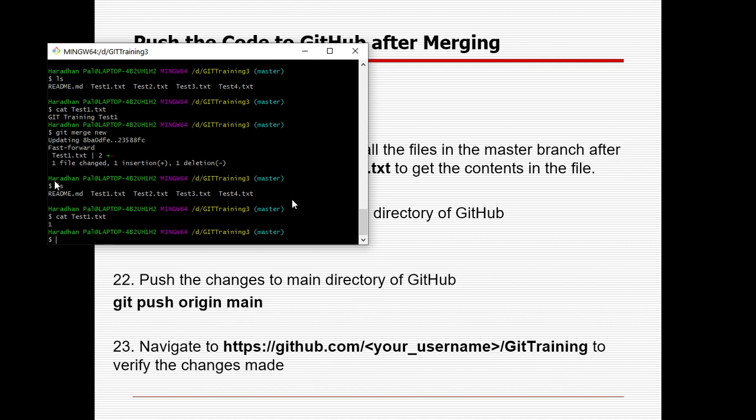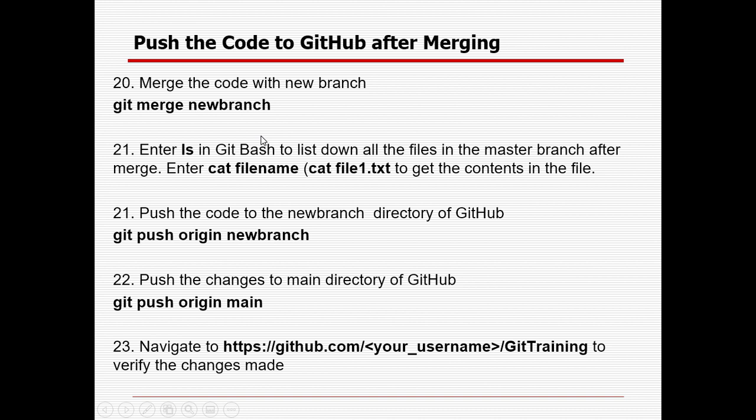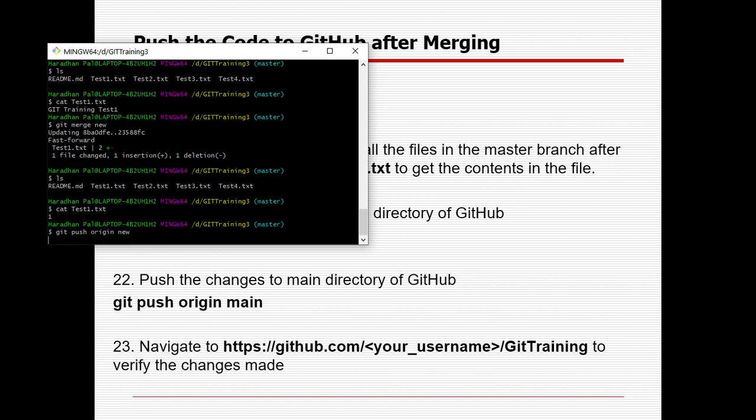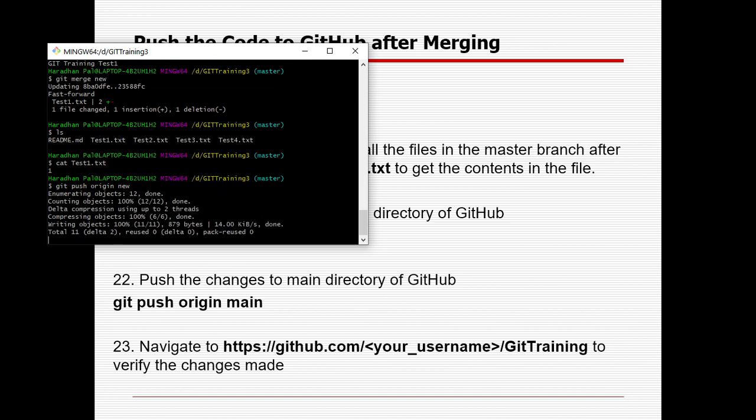So I have pulled my code, I have updated something, I have committed something, I have created a new branch, and I have merged my code from the new branch into the master branch. Now I want to push it to the origin, right? So git push origin new branch. You can give the branch name: git push origin new. That code will be pushed to the new branch on the GitHub repository. It might take some time.